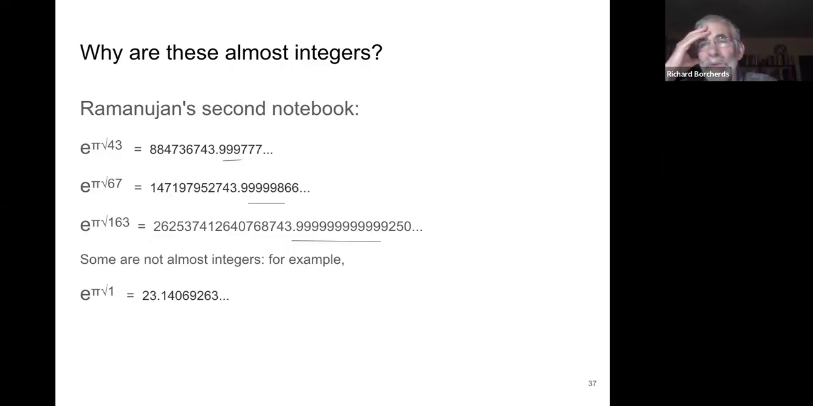And how do we know this is meaningful and not just a coincidence? For instance, if you look at the bottom, we've got e to the pi times the square root of 1. And that's about 20 plus pi, but that is probably just a meaningless coincidence.